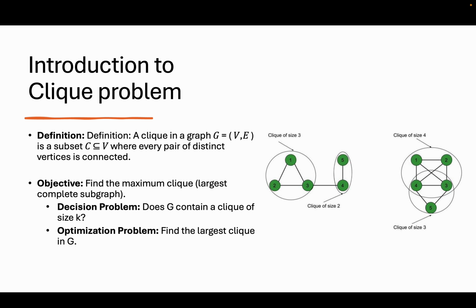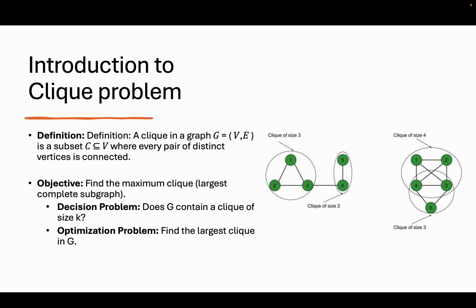Introduction to the clique problem. Let's start with the basics. What is a clique? Its definition: a clique in a graph G is a subset C where every pair of distinct vertices are connected.